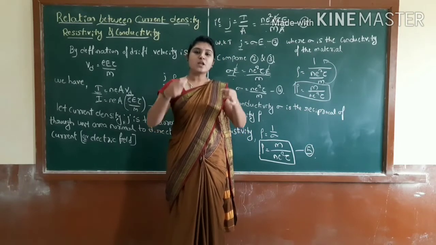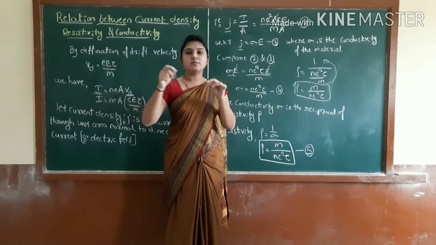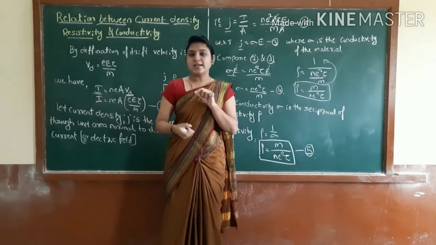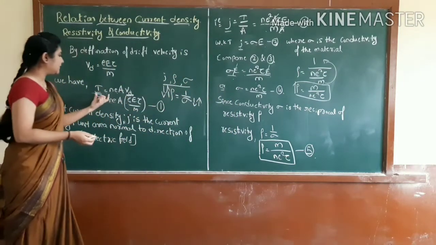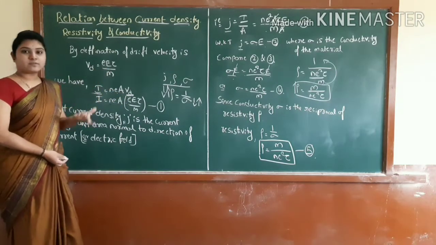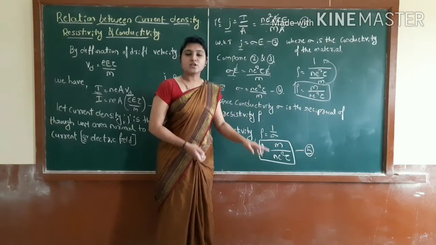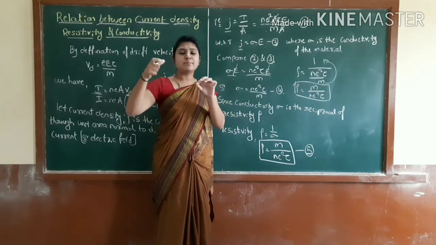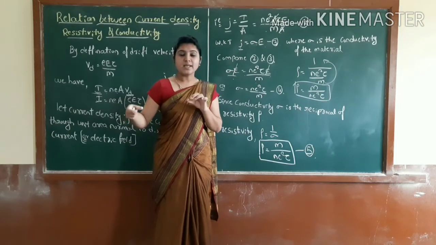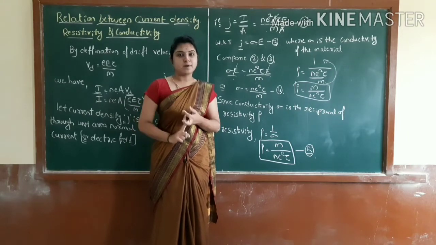So what do you do? Take one paper and note down all the definitions. Like take this one, I is equal to n e A v_d, this is one relationship, and v_d is the drift velocity. So here also we established one more equation. So start making a separate book, and in that separate book note it down, and practice them. Yes, then only you will become perfect.